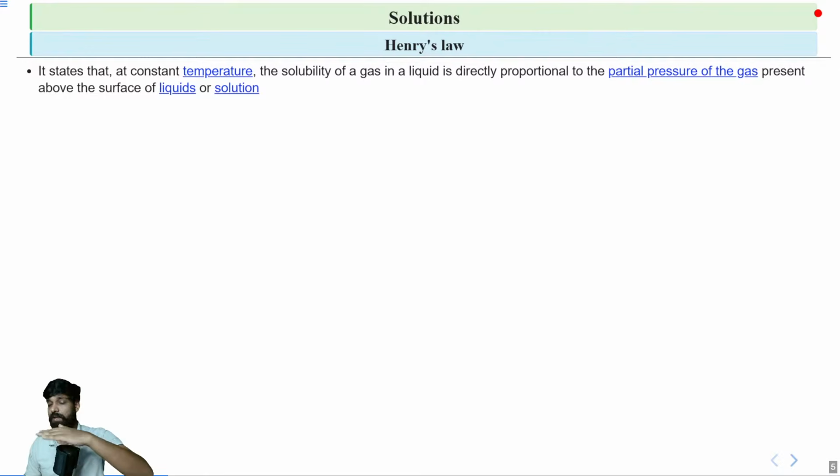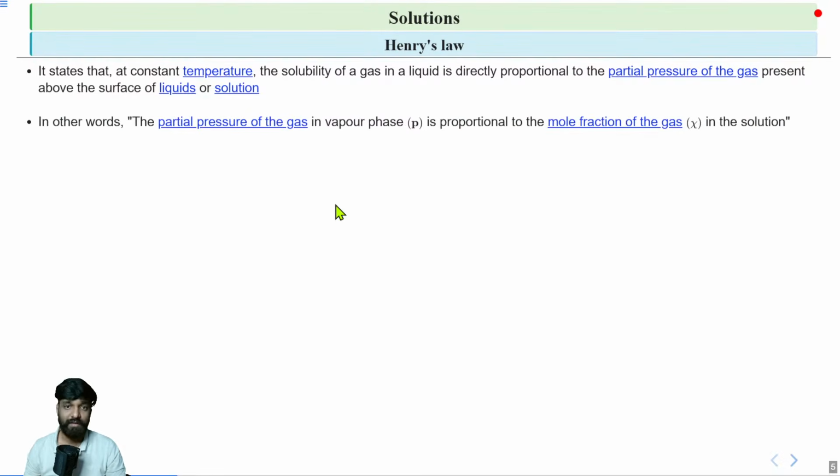Okay, so suppose you have a liquid surface, and you are putting gas above it, then the pressure that is applied on the liquid surface decides how much gas will be dissolved in the liquid. If you apply more pressure of the gas, then more and more gas will be dissolved in your liquid or in the solution form. Now we can write it in mathematical form also, that the partial pressure of your gas is directly proportional to your mole fraction. So here we are taking your mole fraction as the concentration term. We know that if we increase the pressure of the gas above the liquid, then more and more gas will be dissolved in your liquid.